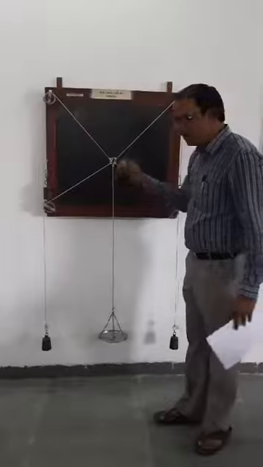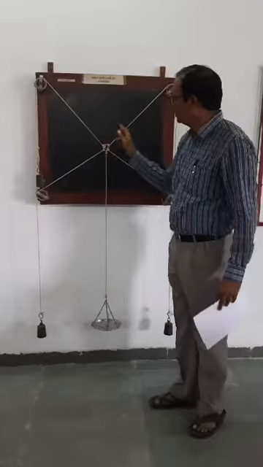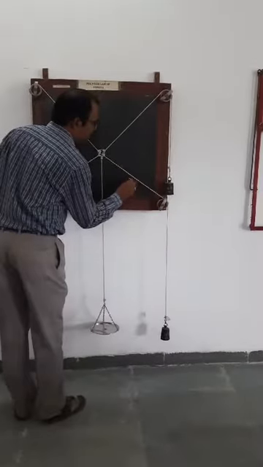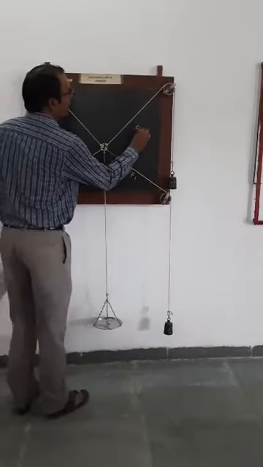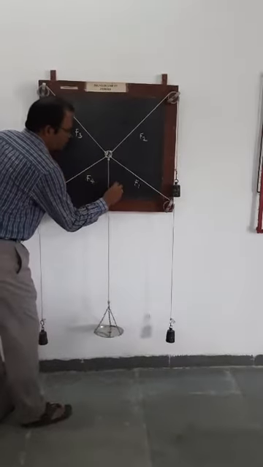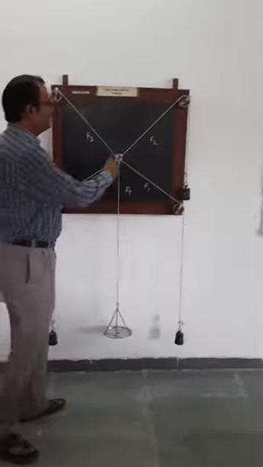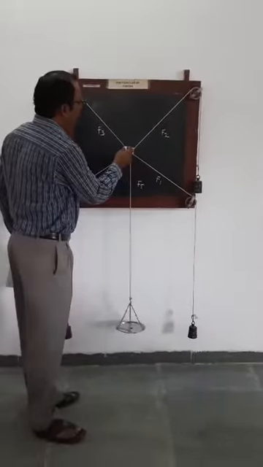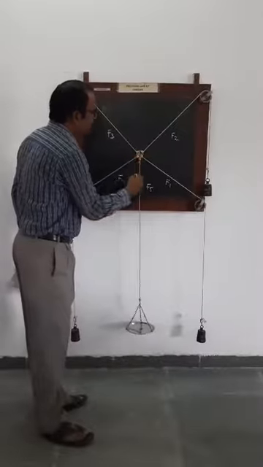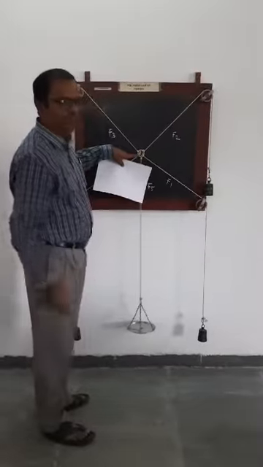Now how will I name these strings? Starting from this point, you can call them F1, F2, F3, F4, F5, or you can give the names starting from this other point. This may be F1, this F2, this F3, this F4, and this is string number 5, that will be F5. These are the 5 forces, and all these forces are concurrent at this ring, which means if you extend the lines of action, they will meet at this particular point.